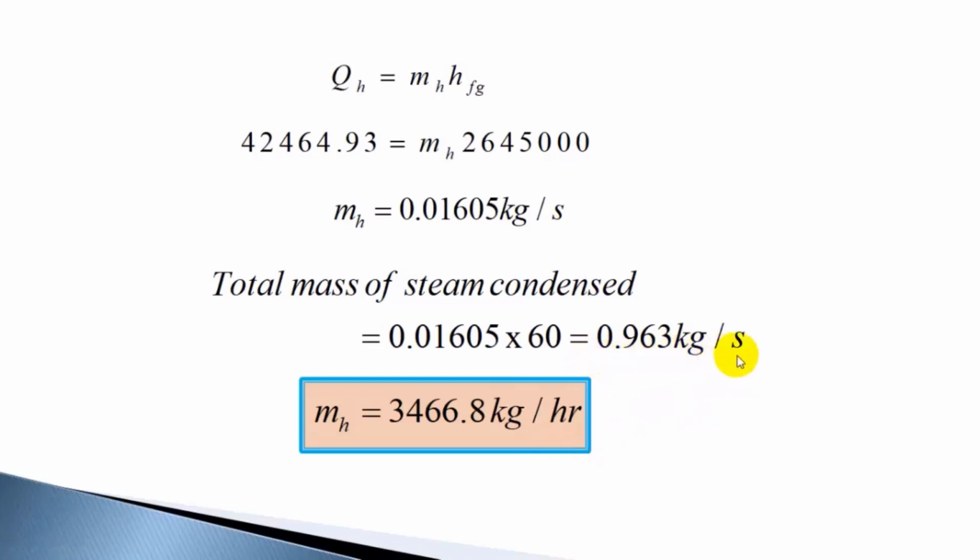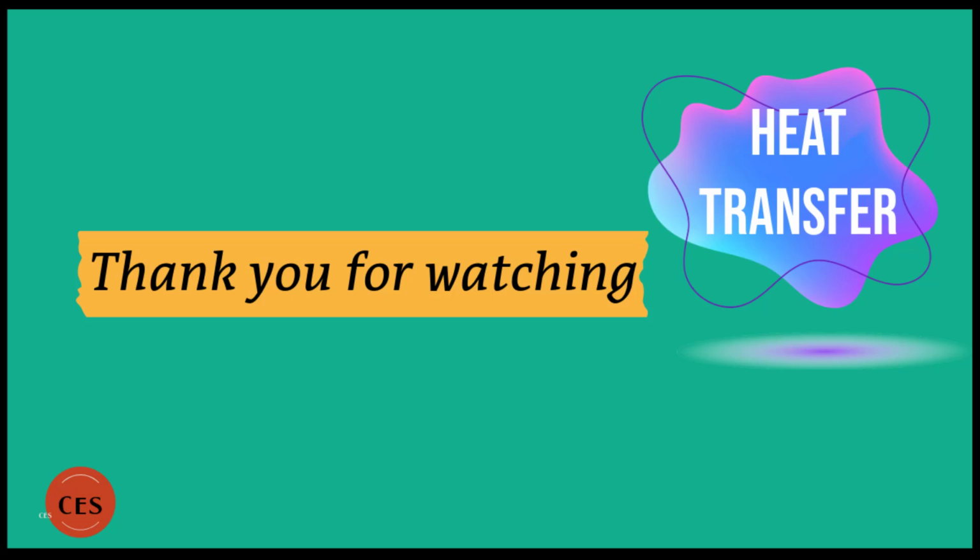So this is the steam condensed in 1 second. In 1 hour a greater amount of steam will be condensing, and 1 hour has 3600 seconds. So multiplying this by 3600, you will get the mass of steam condensed as 3466.8 kilogram per hour.